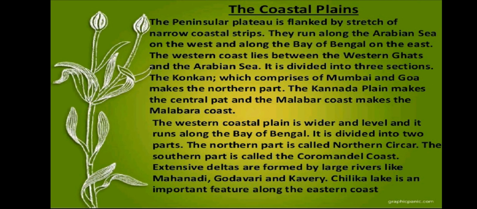Towards the eastern coastal plain, sandwiched between the Bay of Bengal and Eastern Ghats, the northern part, meaning West Bengal, Odisha and parts of Andhra Pradesh, is called the Northern Sarkars, whereas the part near Tamil Nadu is called the Coromandel coast. We also discussed that Chilika Lake is one of the important lake features along the eastern coast.